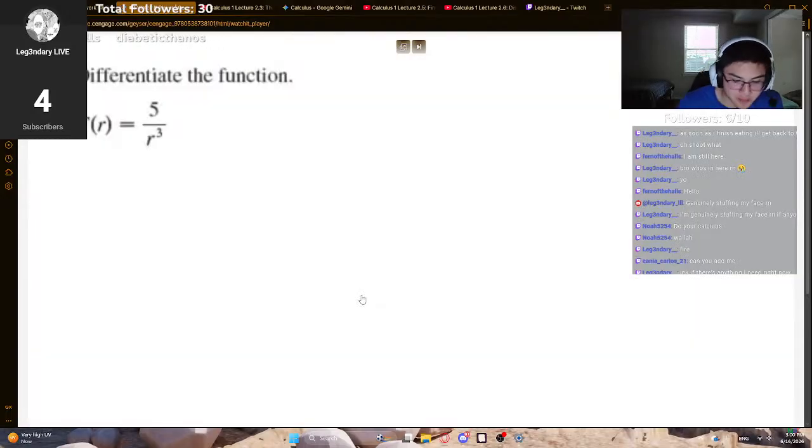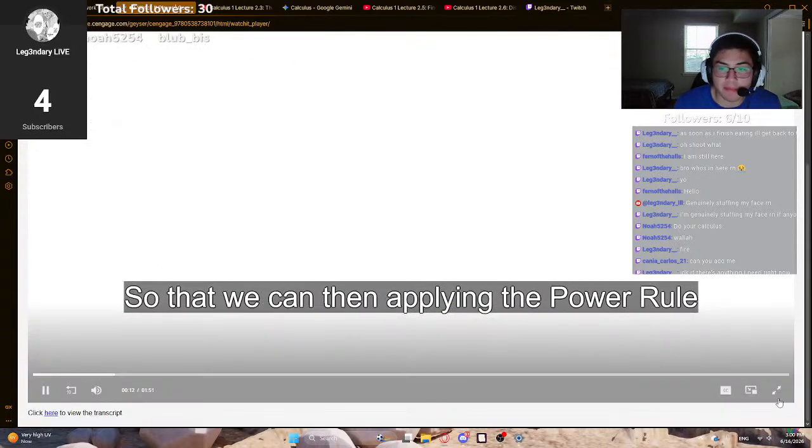Differentiate the function f of r is equal to 5 over r cubed. Let's start by writing this as a simple polynomial so that we can then apply the power rule.